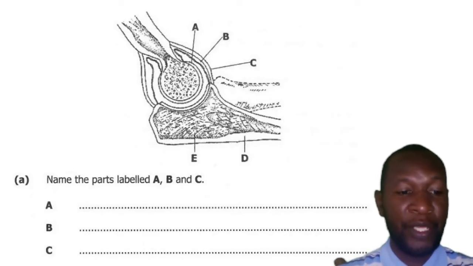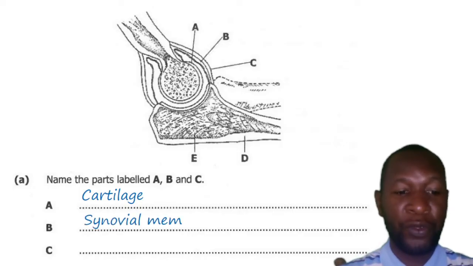Question 4. Figure 4 shows a human elbow in longitudinal section. Part A, name the parts labeled A, B, and C. Part A is the cartilage. Then part B is the synovial membrane. Then part C is simply the ligament.